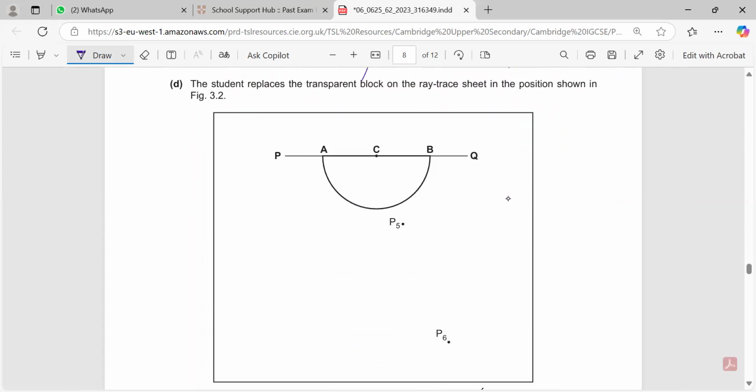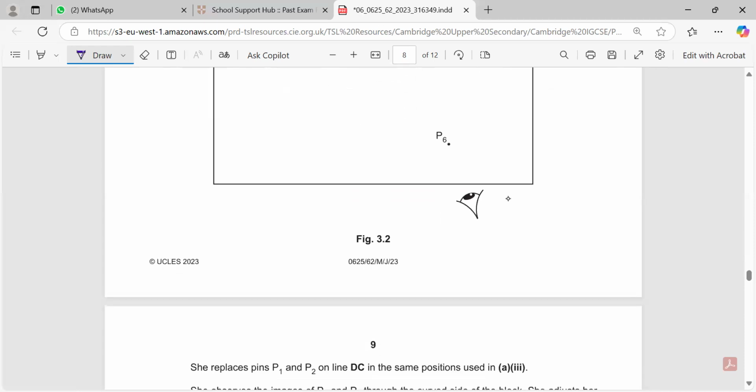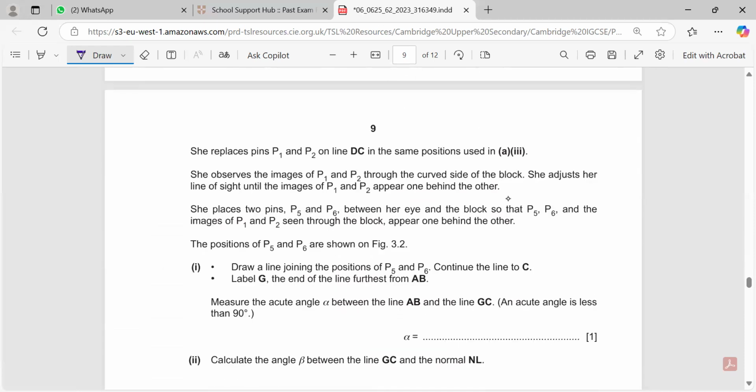Okay, now what is there? The student replaces the transparent block on the ray trace sheet in the position shown in figure 3.2. Now the position is there. What is next? You can start reading. You can read all of this, but I will be starting from here where there are marks.